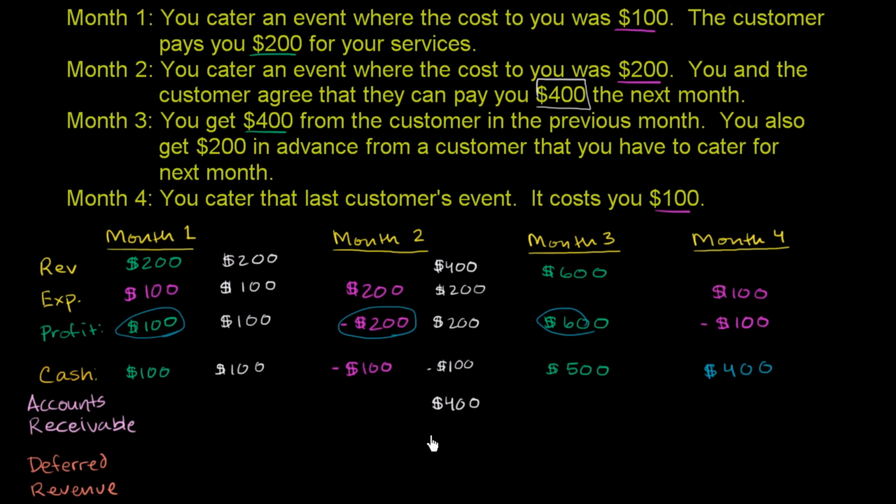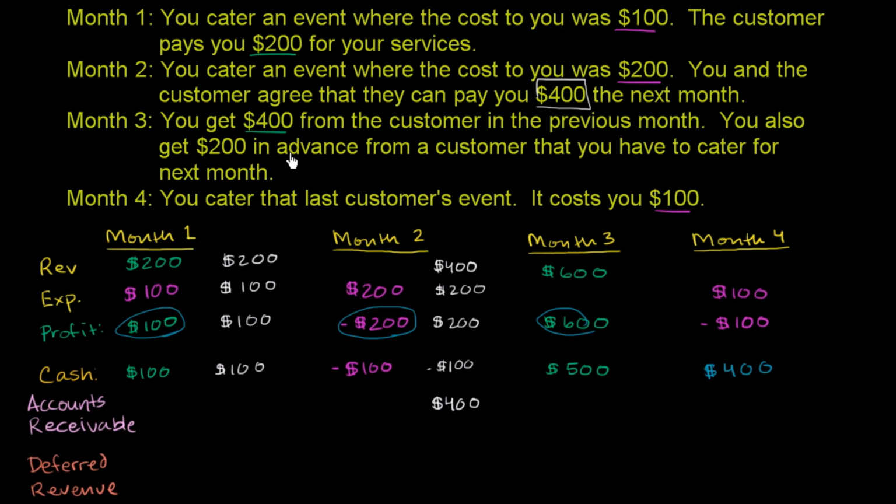Now let's go to month three. You get $400 from the customer in the previous month. Now, with cash basis, you would have added that to your revenue, but here we already accounted for it in the accounts receivable. We already took that revenue. But because you got the $400 in cash, it's going to disappear from receivables and then go into cash because you actually got it.